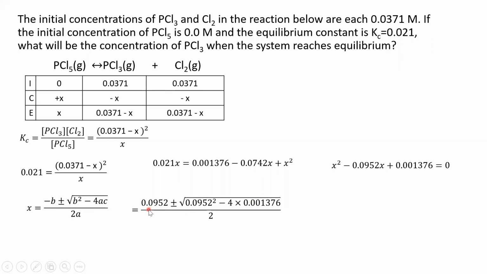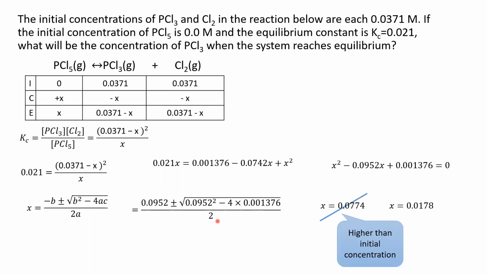We'd get 0.0952 plus or minus the square root of 0.0952 squared minus 4 times 1 times 0.001376, and we take that whole quantity and divide it by 2. Now we end up with 2 answers for X. And we should remember that if we were to graph the quadratic, it's going to cross the x-axis in 2 places. If we solve for it using our quadratic formula, we're going to get 2 X values.